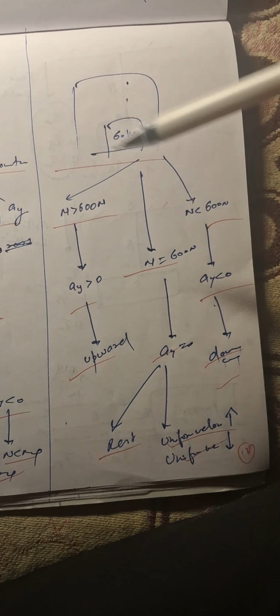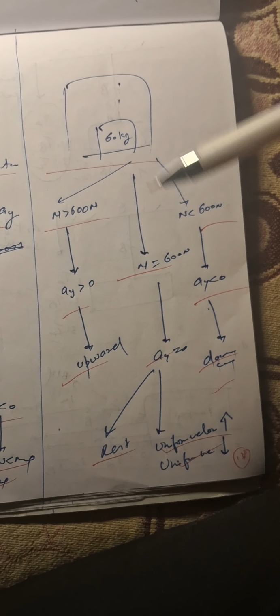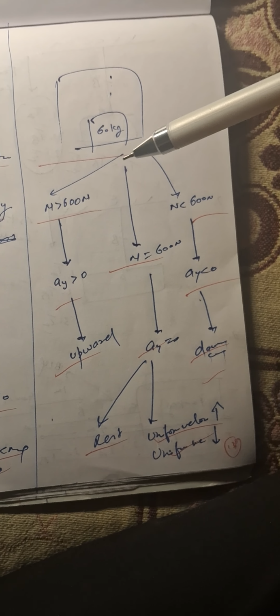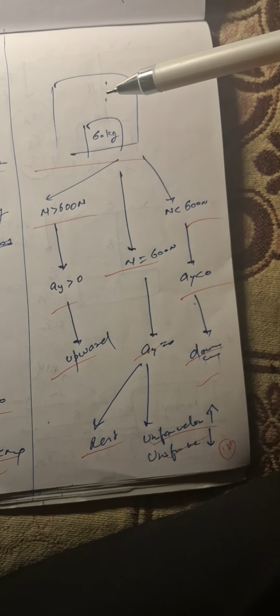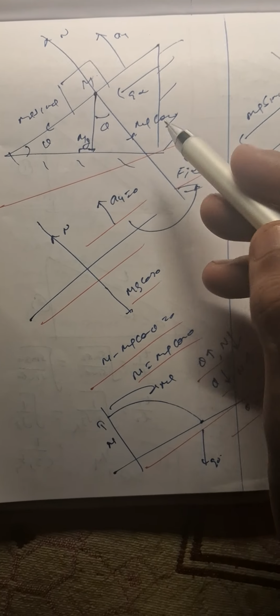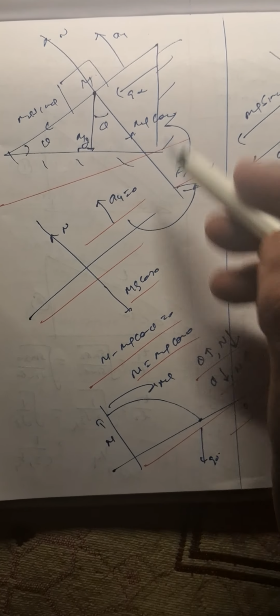Then a numerical problem based on a block of mass 60 kg, analysis of normal reaction, and its use to determine whether it's accelerating upward, downward, or moving with a constant velocity. And then a wedge problem, normal reaction on the wedge, graphical analysis, then its acceleration down the plane, time taken, calculation of time, variation of time with the angle, the various possible options for that.